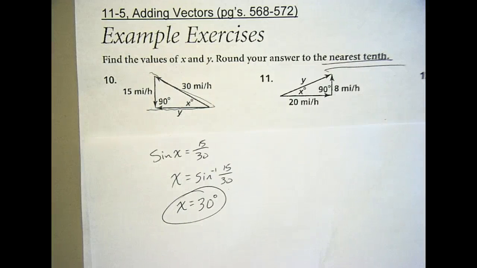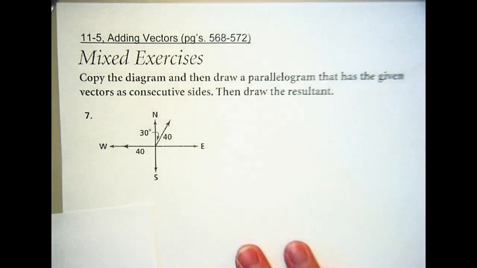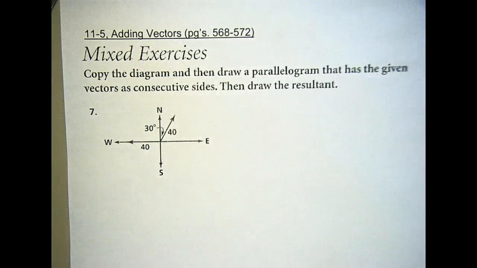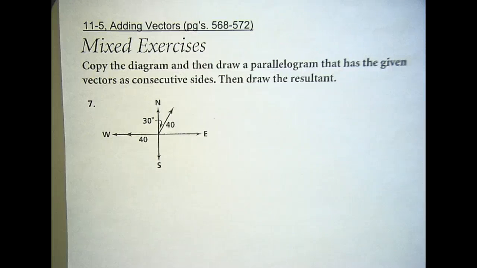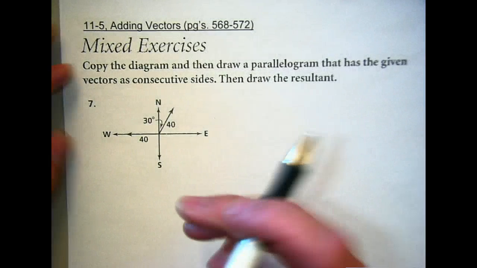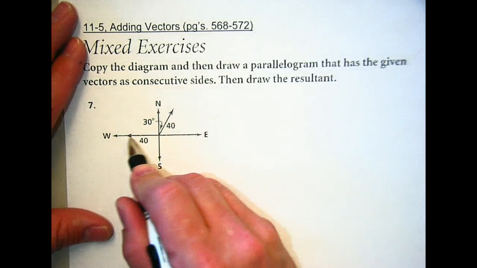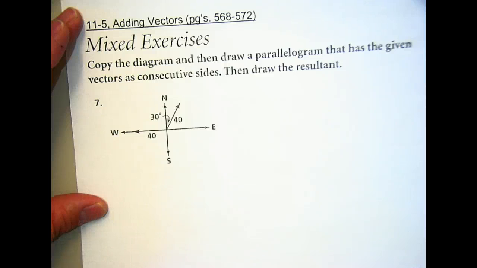Okay, one last problem. Number 7. The mixed side. Everyone turn to the mixed side. Just copy the diagram and then draw the parallelogram that has the given vectors as consecutive sides. Then draw the resultant. Okay, so let's look at number 7. We're going to work through this one together. Note that on this one, here's a vector, and then this vector is just kind of lying here. You can barely see it, but it's labeled. So what you're trying to do is draw a parallelogram out of it.